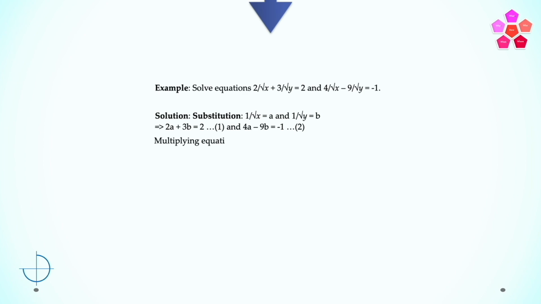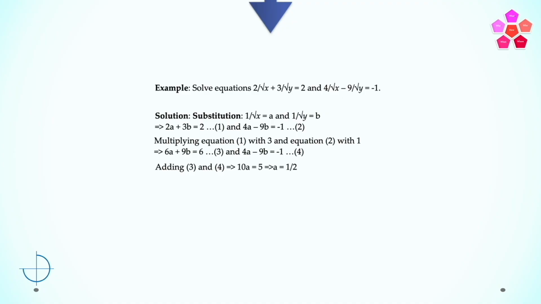Multiplying equation 1 with 3 and equation 2 with 1 would give us 6a plus 9b is equal to 6, which forms our equation 3, and 4a minus 9b is equal to minus 1, which forms our equation 4. Adding 3 and 4 so that the 9b cancel each other, we get 10a is equal to 5, which implies that a is equal to 1 by 2, and substituting the value of a in the equation 3 or 4, we get b is equal to 1 by 3.